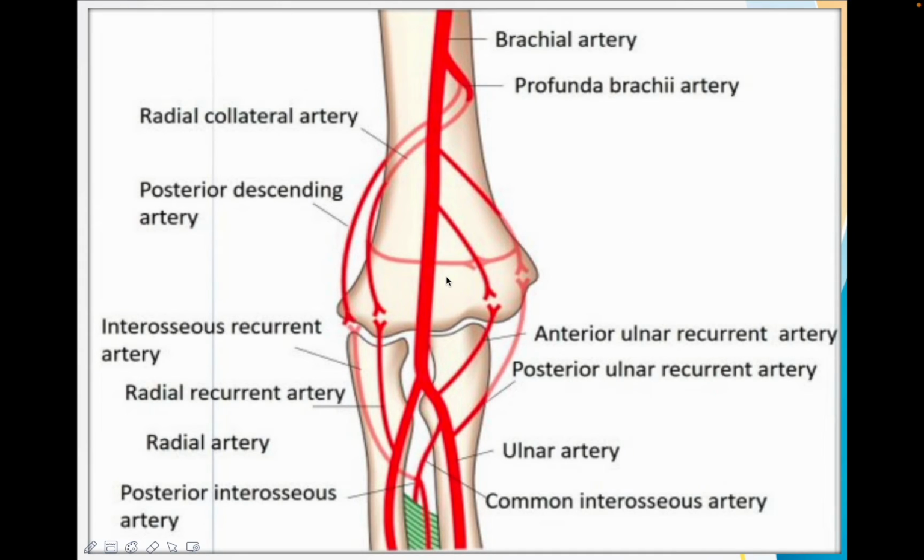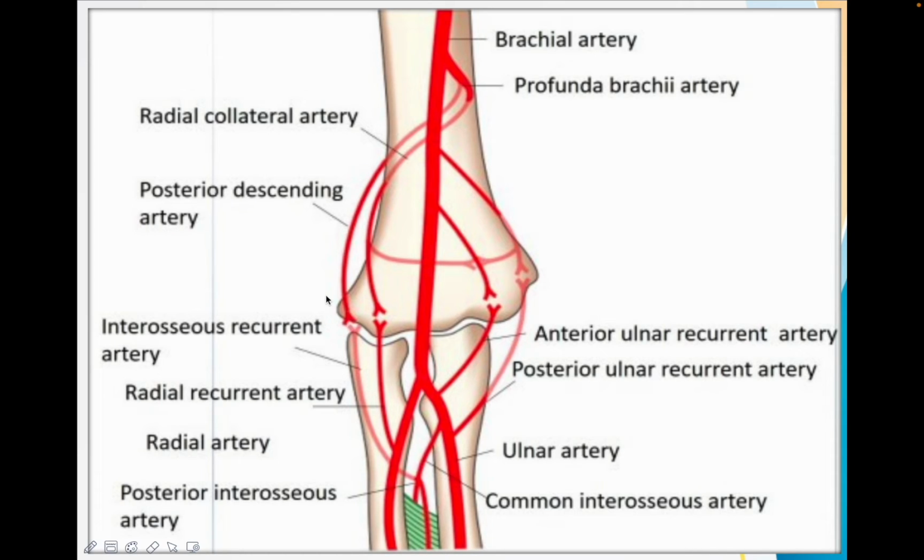If we have a look at this figure, this is the lateral epicondyle side, and the brachial artery, as soon as it begins, gives the profunda brachii artery. This artery goes behind and gives two descending branches. These branches are coming down, they are descending. There is an anterior descending branch and a posterior descending branch. The anterior descending branch of the profunda brachii artery anastomoses with the radial recurrent branch of the radial artery. This artery is going up, so it is the recurrent artery. So this is the anastomosis in front of the lateral epicondyle.